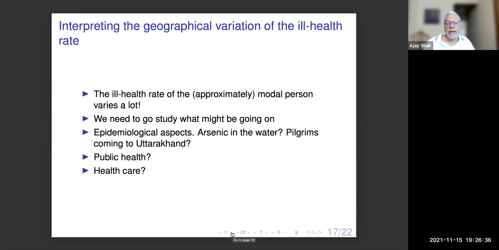Could it be that there is arsenic in the water in Assam and West Bengal, which is generating the difficulties of ill health there? Could it be that public health works better in some places than others? Could it be that healthcare works better in some places than others? We don't know. But these are the kind of explorations that need to now begin, and a lot of research is required on these questions.